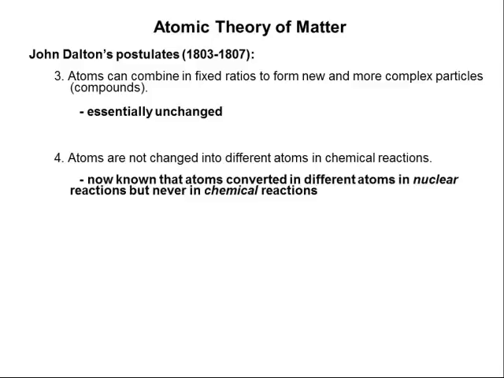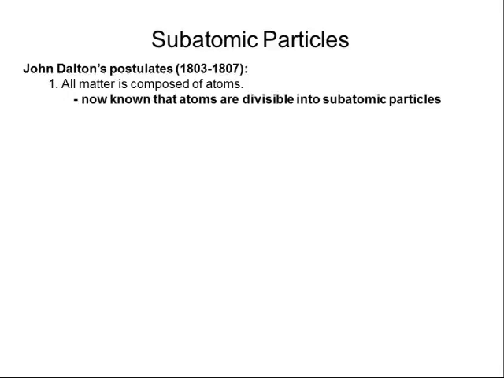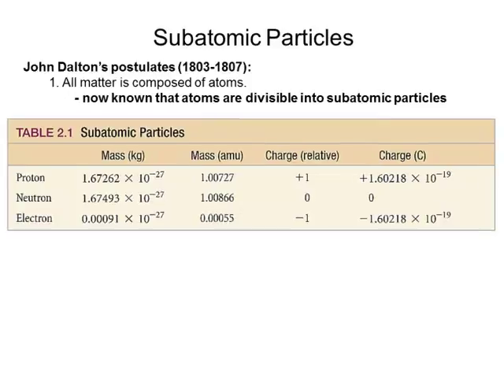He also said atoms are not changed into different atoms in chemical reactions. If this is true, one thing we need to specify, though, we can have atoms of one element converted into atoms of another element in nuclear reactions. It's never going to occur in chemical reactions, but in nuclear reactions we can have that happen. All right, so let's go back to his first postulate. We talked about all matter is composed of atoms. We said now that we know atoms are divisible into subatomic particles, let's look at those subatomic particles.